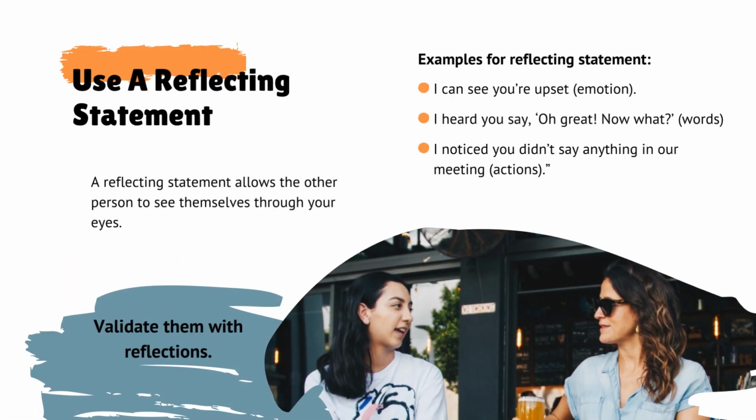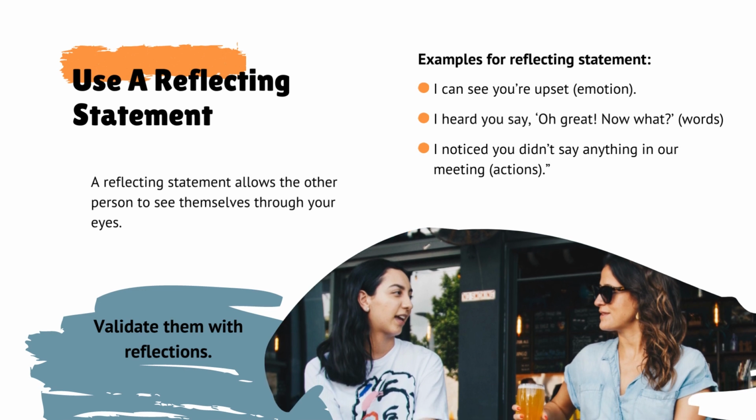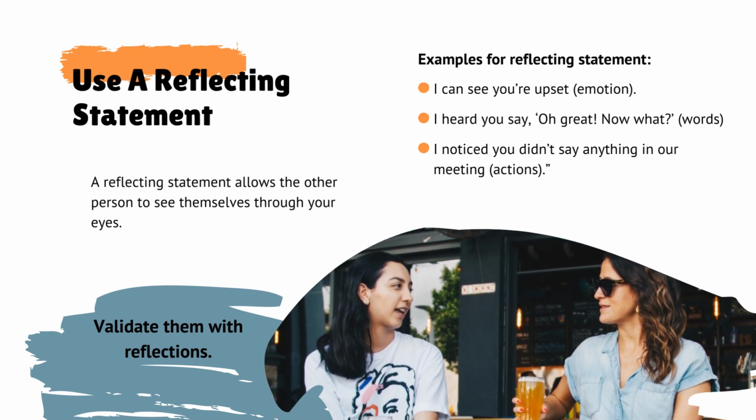Use a reflecting statement. A reflecting statement allows the other person to see themselves through your eyes. It also signals their brain that you are making an attempt to understand them. A reflecting statement has the effect of decreasing the emotional reaction of the other person. You may choose to reflect not only on feelings but also words and actions.